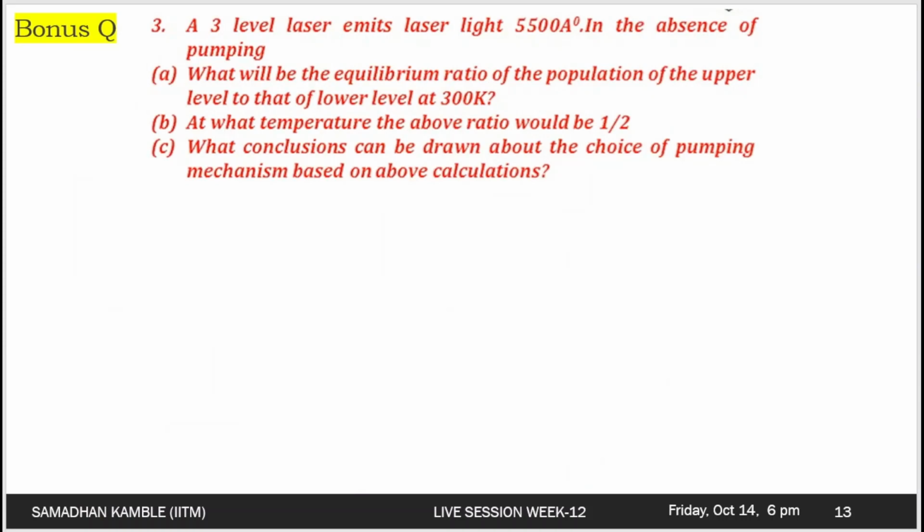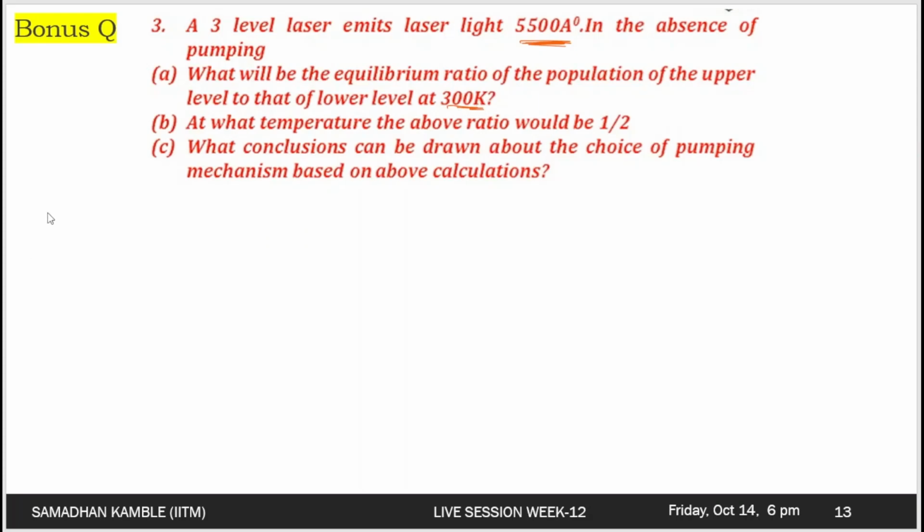Consider a 3-level laser emitter which emits a wavelength of 5500 angstrom. So there are 3 sub questions. First is, what will be the equilibrium ratio of the population of the upper level to that of the lower level at T equal to 300 Kelvin?